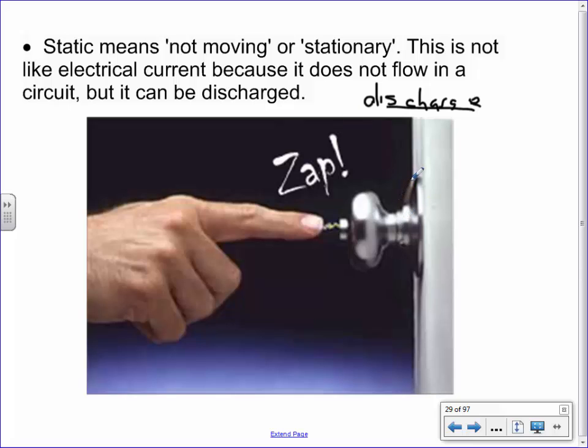Wow. Okay, now here's the point I want to make though about static electricity. Static electricity is actually not moving. It's actually stationary. Guys, focus again, please.